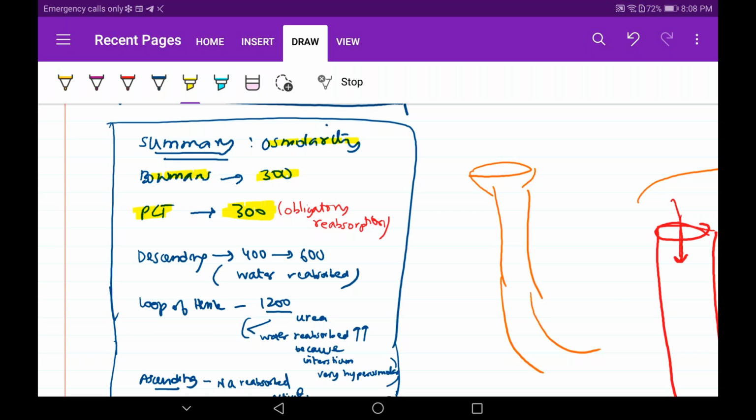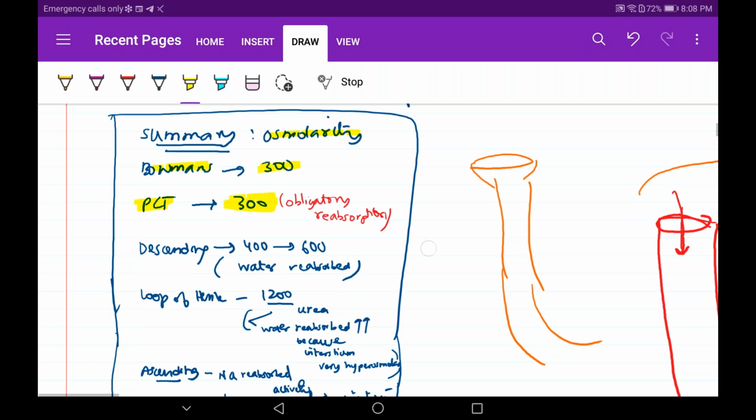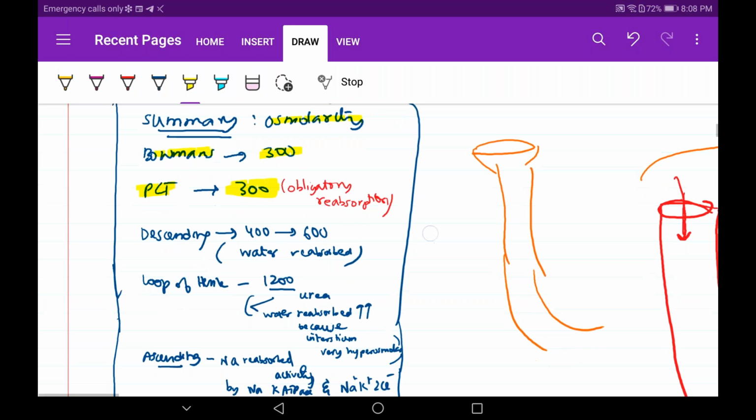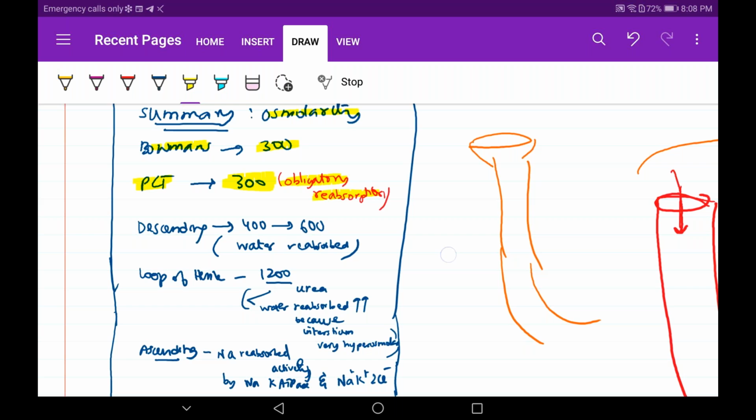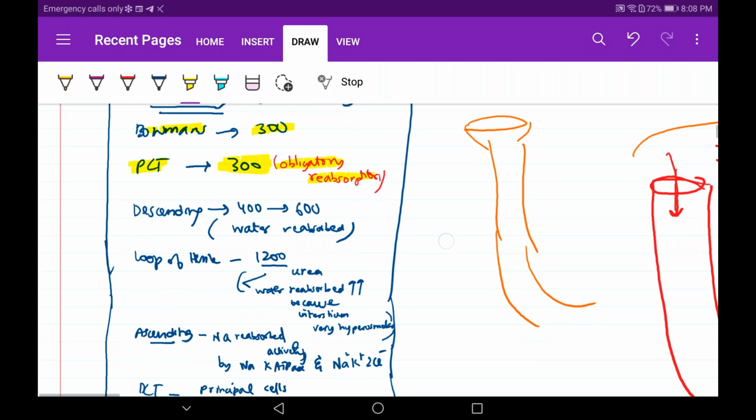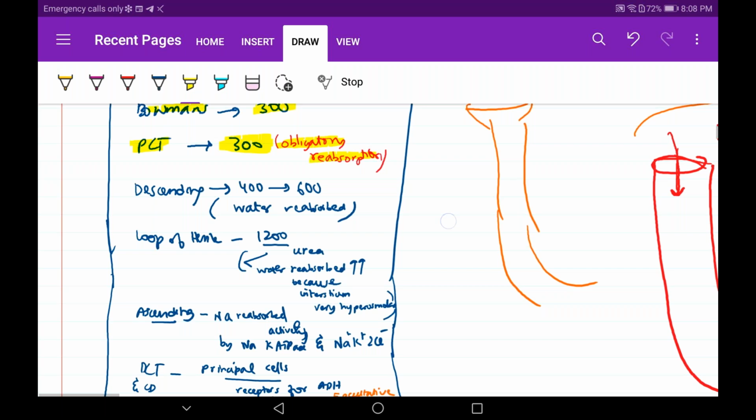The textbook has given a special name for the reabsorption which is occurring in the PCT. You should write obligatory reabsorption. All those solutes, glucose, water get reabsorbed in equal proportion. That you should give a name as obligatory reabsorption. Next, when we come to the descending limb, what is happening? Osmolarity is increasing from 400 to 600 to 800. You have to write that. And you should also write about the water reabsorption, which I explained yesterday, from lower to higher.